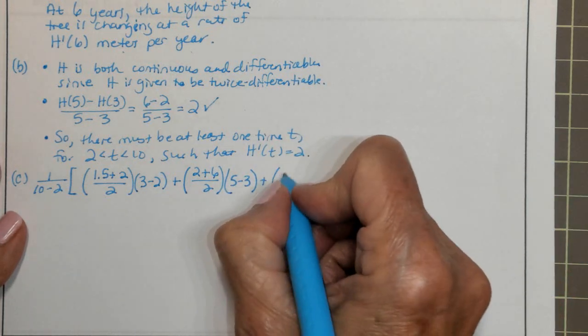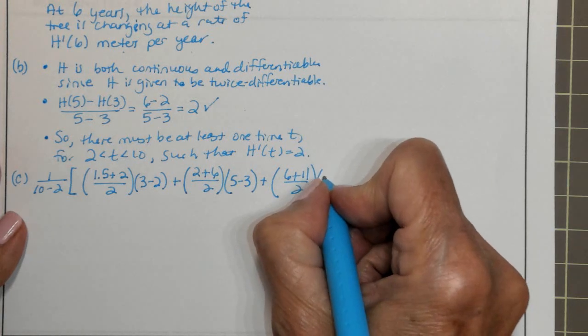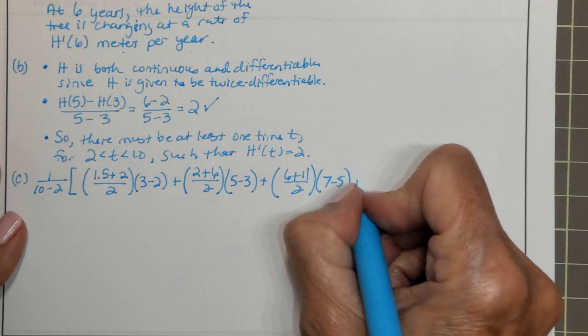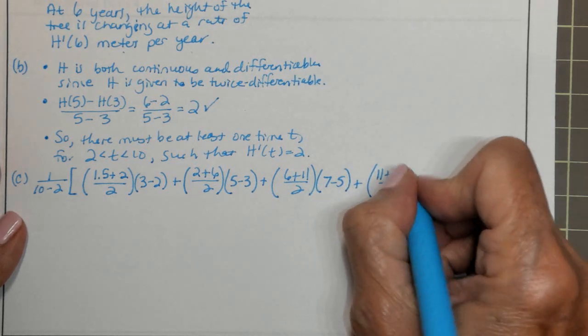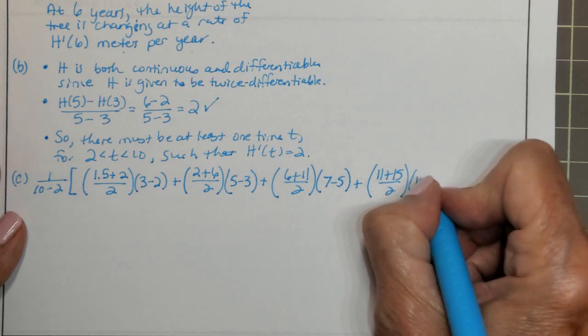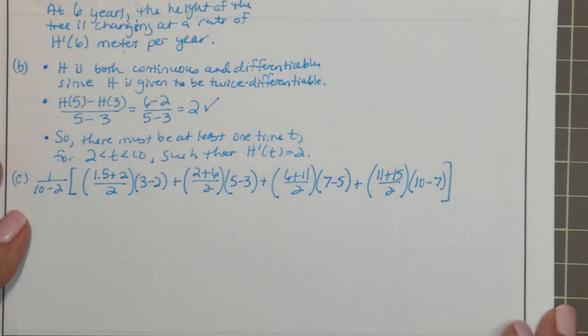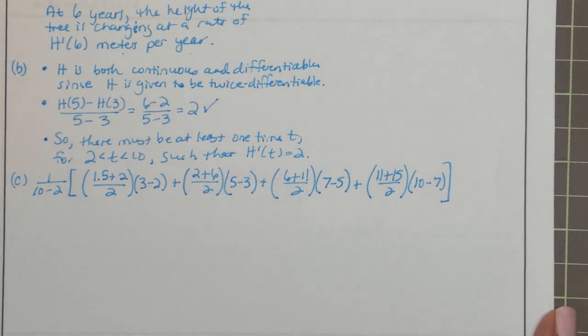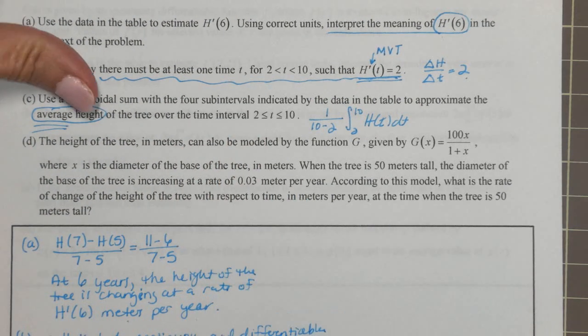Next set. Average those heights times delta t. Last set. Average those heights times delta t. Trapezoidal sum. Okay. Did they ask me to do anything else? Nope, no units, no nothing.